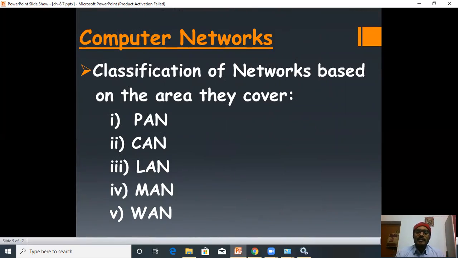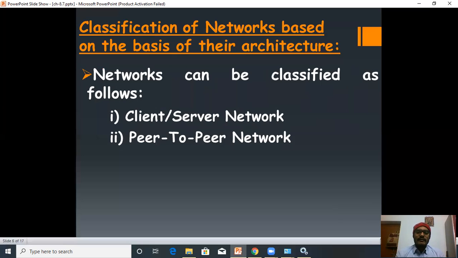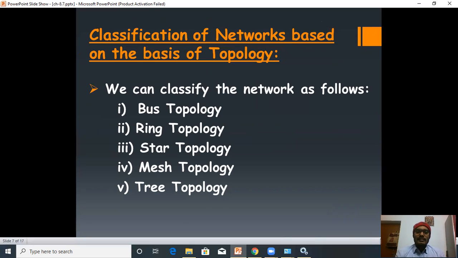This is the classification of computer networks based on the area they cover. It is of the following types: PAN, CAN, LAN, MAN, and WAN. Then second, computer networks can be classified on the basis of architecture, and it can be of the following types: client-server network and peer-to-peer network. Then third one, classification of networks on the basis of topology, and it is of the following types. So we will discuss one by one.